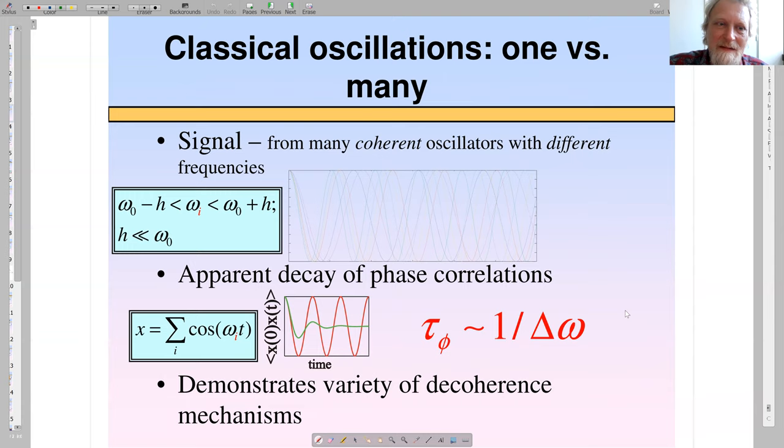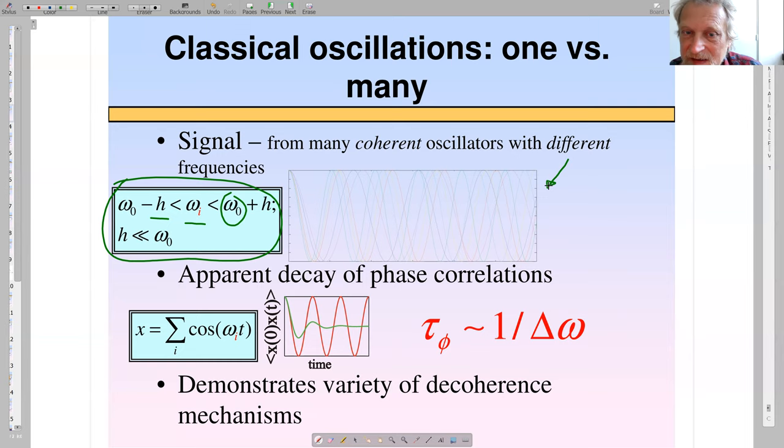Let me consider the following. We take oscillators which do not fluctuate, but there are many of such oscillators, and the frequencies are a bit different. The frequencies are in a narrow interval around omega naught. Here I plot oscillations from all these oscillators. There are plenty of them. As earlier, small changes of phase lead to the phases at large times being very different for these oscillators. Now let us sum up the signal of all oscillators.